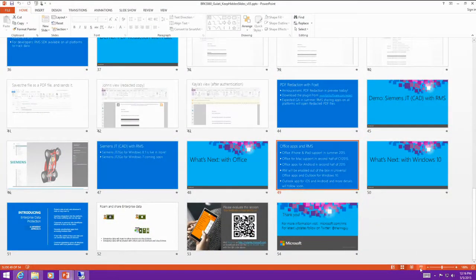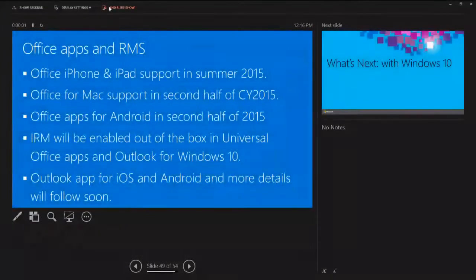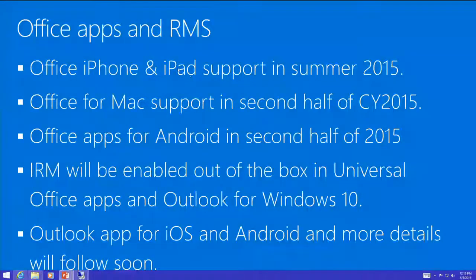The last slide is the Office file format, because this comes up pretty much every time. If you have any interest in knowing when Office is going to go live with RMS on other platforms, here is the story. It's available as a blog as well, so you can take a look at that. But Office on iPad and iPhone in summer 2015, I have it on my iPad at home, where I have Office and IRM. So it's already working. We know that it's coming pretty soon.